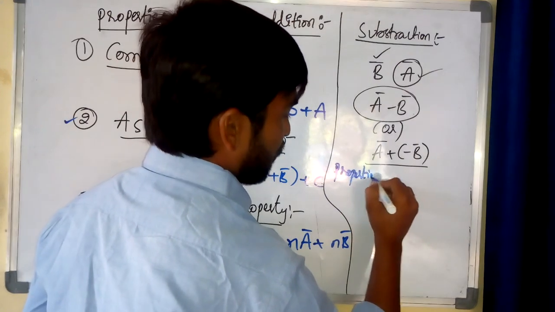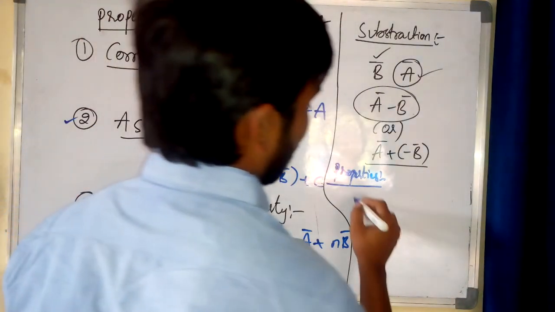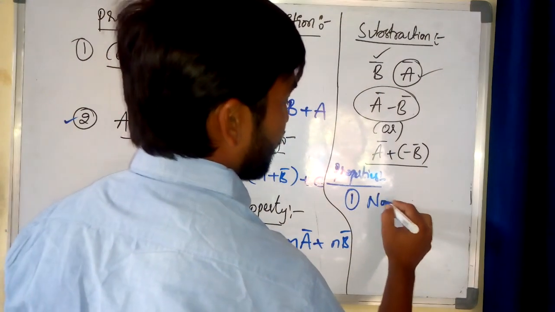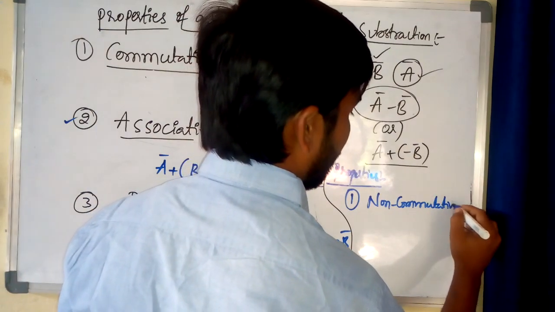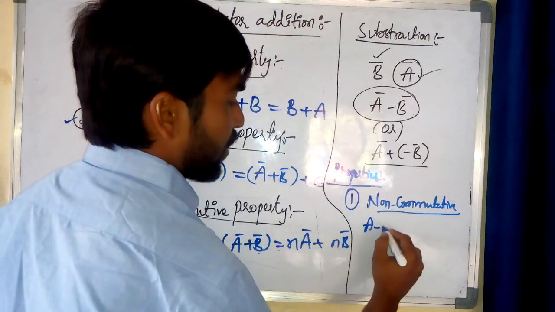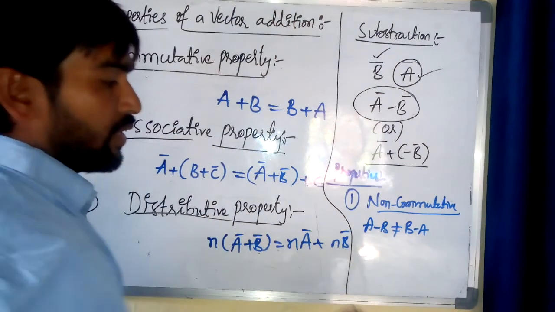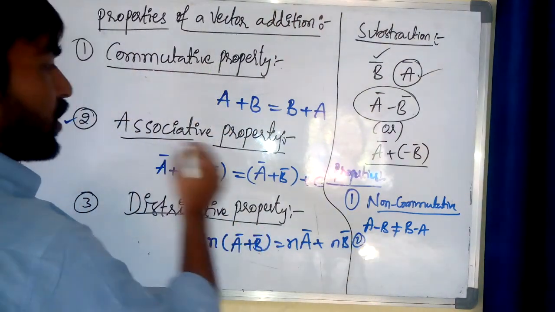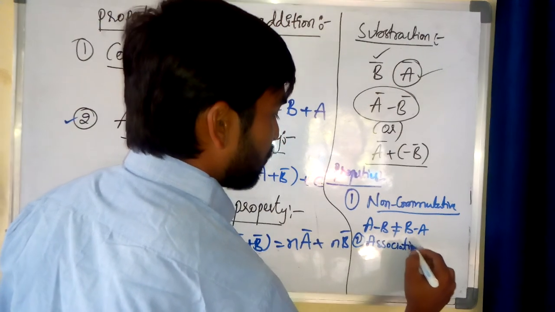The first one is non-commutative. Non-commutative means that A minus B is not equal to B minus A. Then the second one, the associative property.